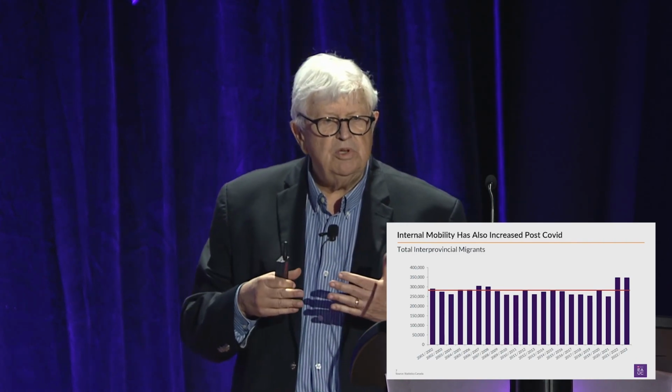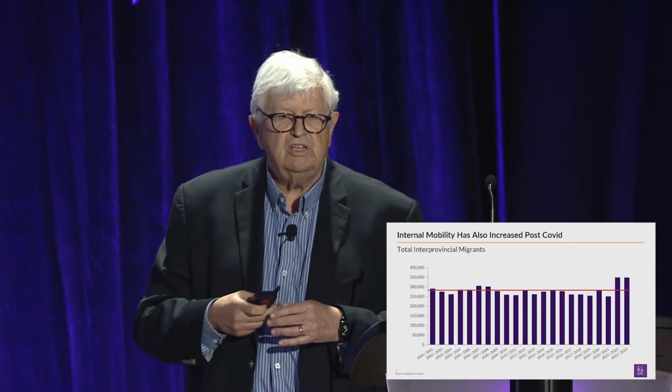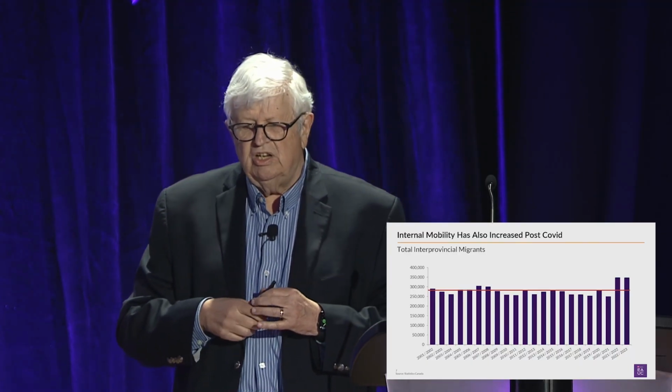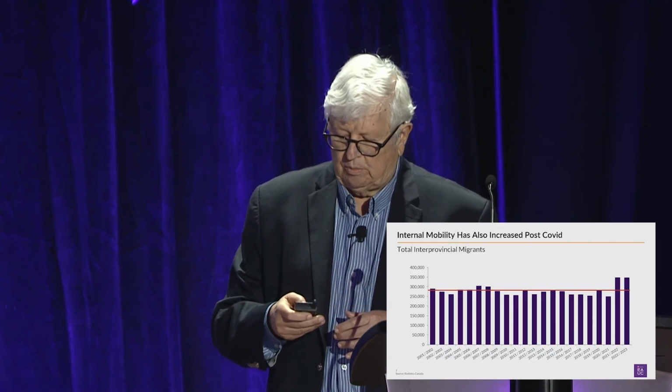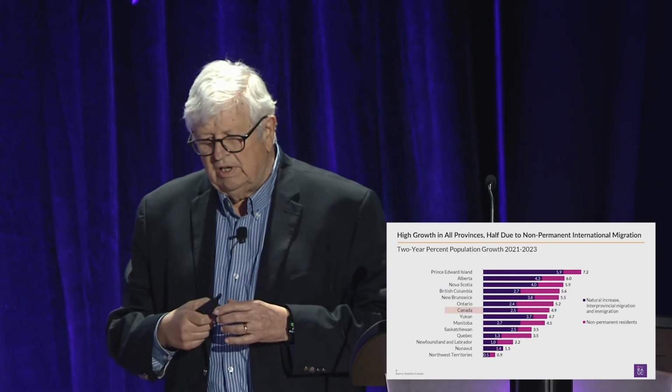The reasons for the pickup are hard to say. Some of it might be pent-up demand for moving that couldn't happen during the pandemic. The ability to work remotely probably contributed to that. And as we'll see, the price of housing in our large urban areas likely contributed to that as well. So for a number of reasons, there is more migration both between provinces and, if you look down below, between metropolitan areas as well. So how has all this played out?